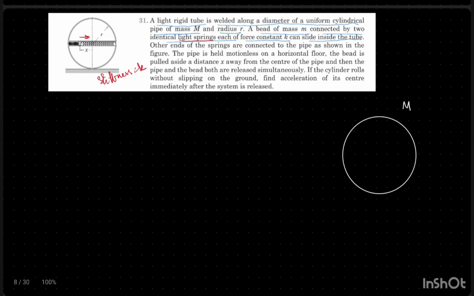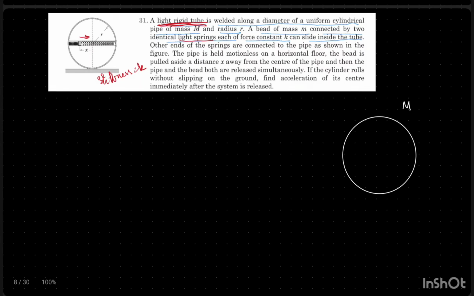So I think the pipe is massless. I think they did not give, I don't know. They gave it for the springs. Springs are massless. Light rigid tube. Yeah. So the pipe is massless, and the springs are also massless. Other ends of the spring are connected as shown in the figure. So we can see the figure.